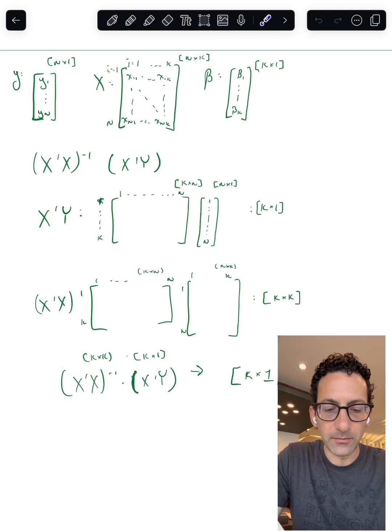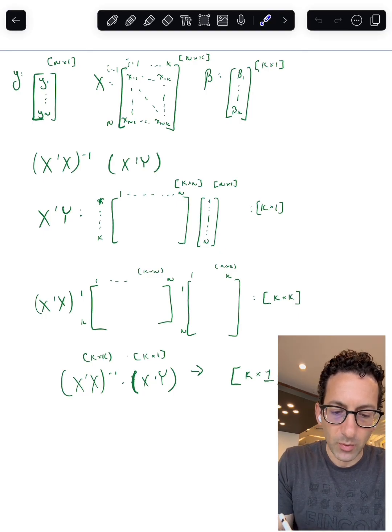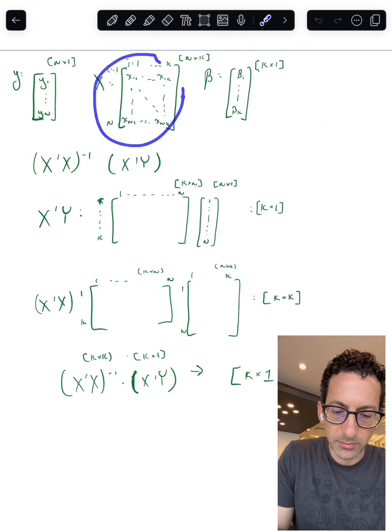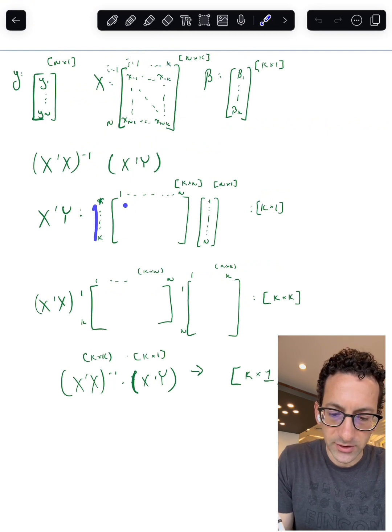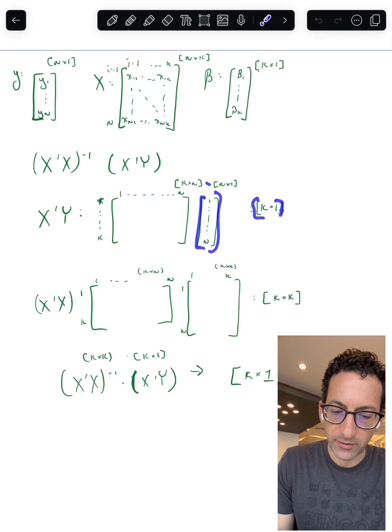And if we do some normal matrix math, we see (X prime X) inverse X prime y. Take a look at X prime y. We transpose X, so now we have k rows and n columns, so it's k by n. And y is n by 1. Multiply this together, we get a k by 1 vector.